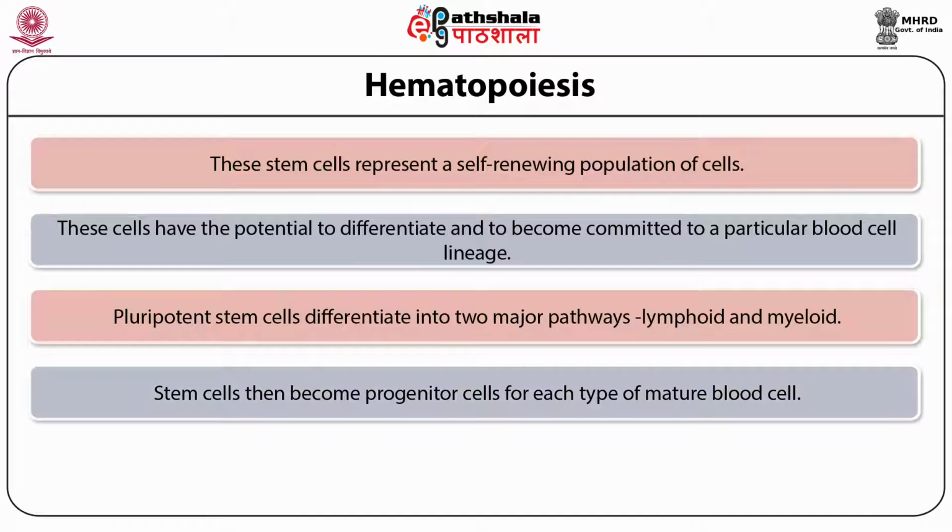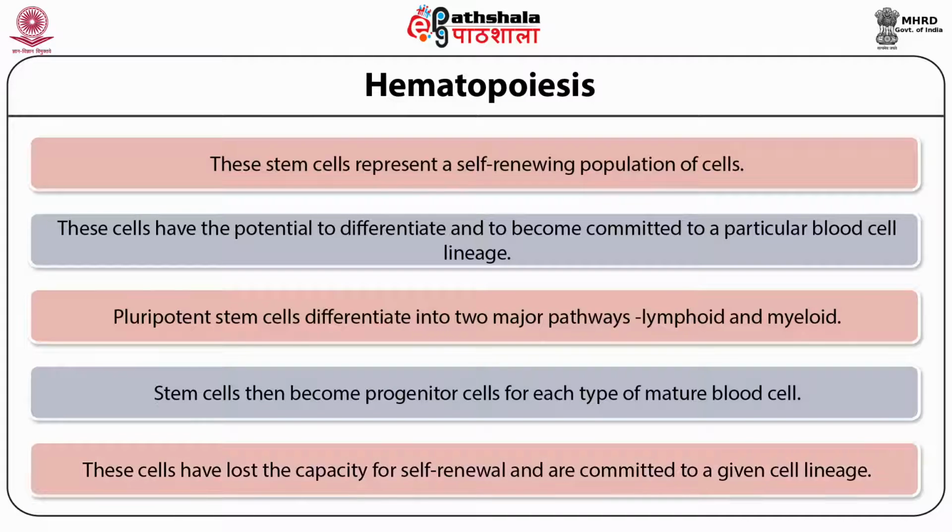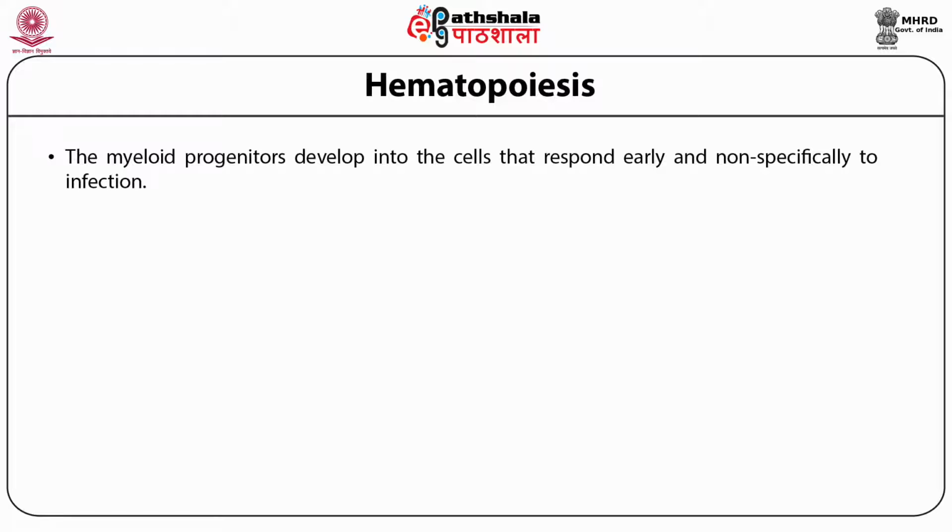Stem cells then become progenitor cells for each type of mature blood cell. These cells have lost the capacity of self-renewal and are committed to a given cell lineage. The myeloid progenitor cells develop into the cells that respond early and non-specifically to infection.